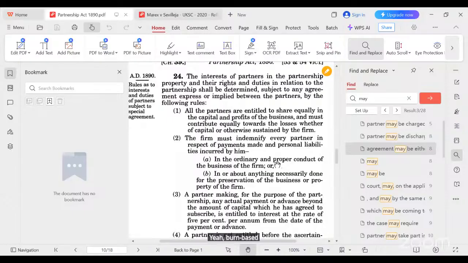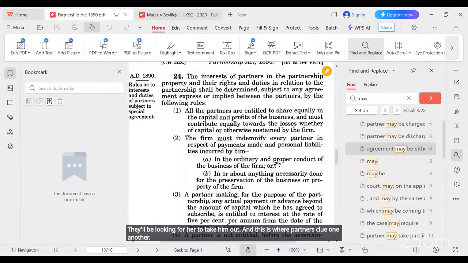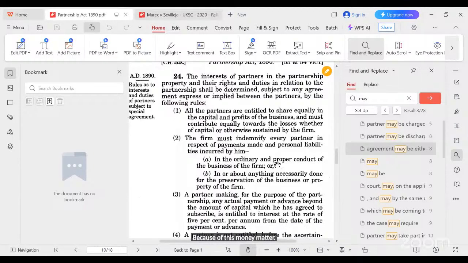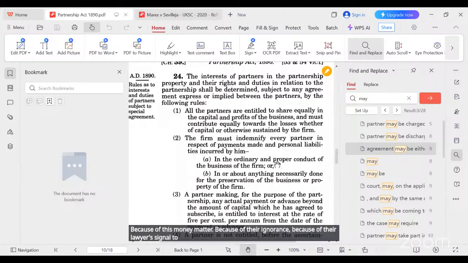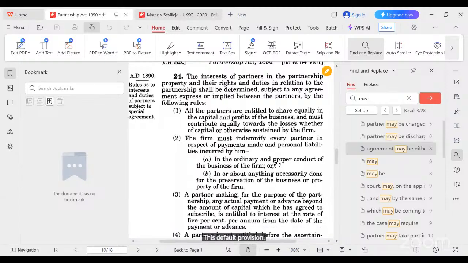So how would the two partners now feel towards Mr. John? They'll be looking for how to take him out. And this is where partners kill one another because of this money matter, because of their ignorance, because of their lawyers' ignorance to understand this default provision, and for failing to domesticate it.